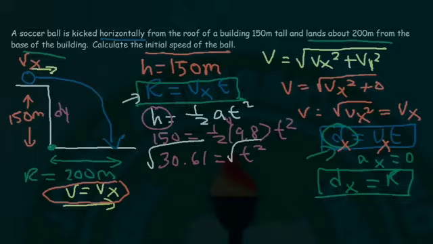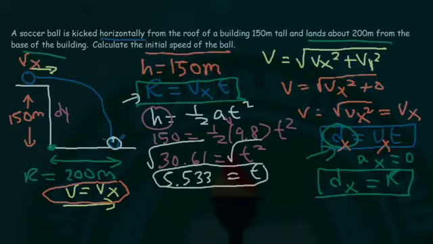So the square root of 30.61 is about 5.533. So that's how long it takes for this ball to hit the ground. It takes 5.53 seconds. So the ball has been traveling in the air for that long. So now we can use that in this equation to find the initial speed.